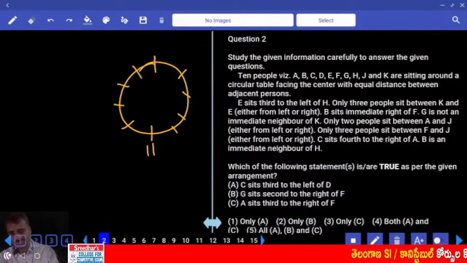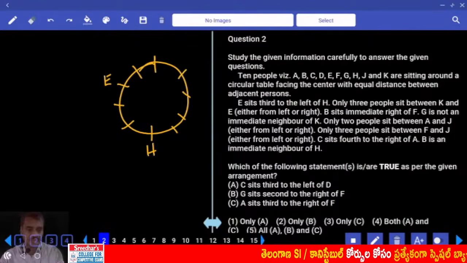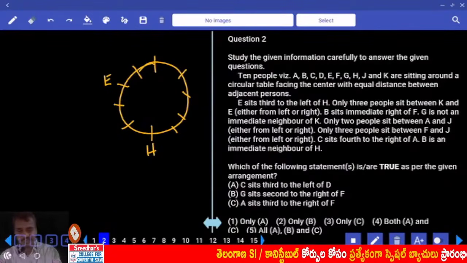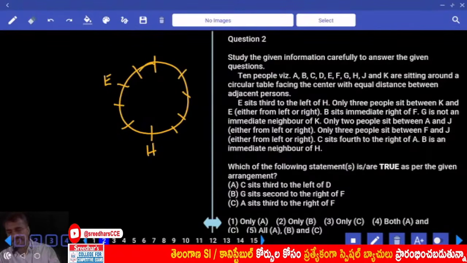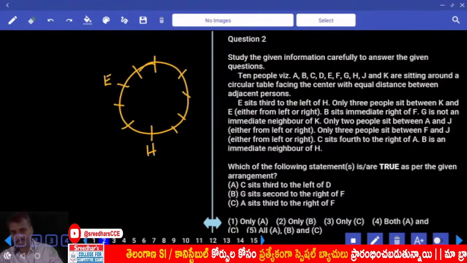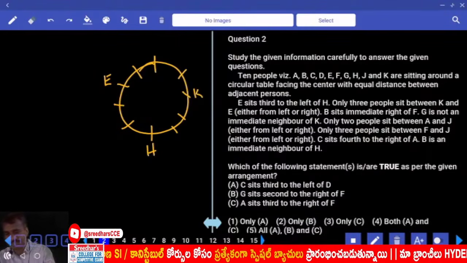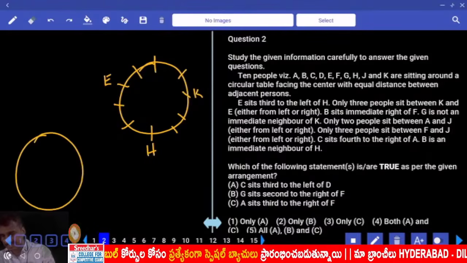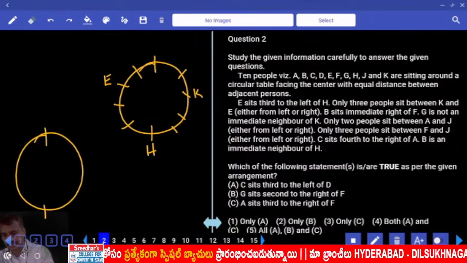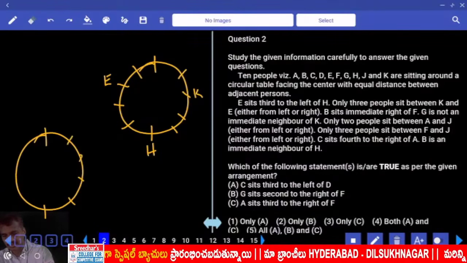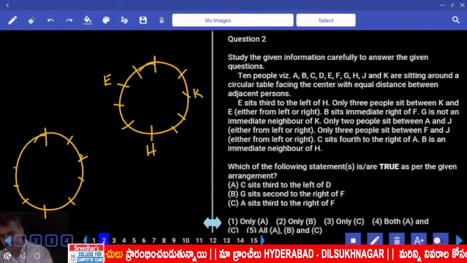And E sits to the left of H. H is here, E is here. And next one, only 3 people between K and E. Now 3 people between K and E, 2 possibilities. Now K can be here, that is one possibility. And in the next case, if 10 persons were there, 1, 2, then 1, 2, 3, 4, like this. Another 1, 2, 3, 4, like this.